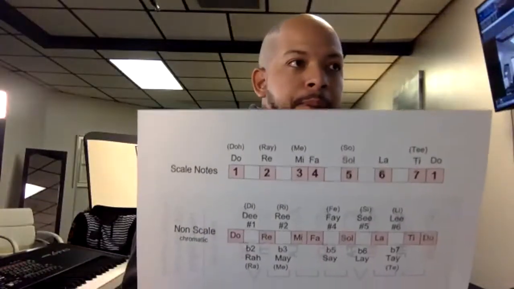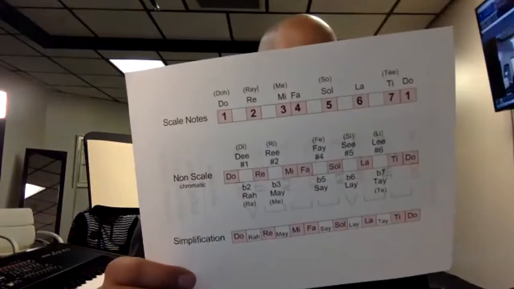Now, if you turn it over again, you'll see the scale notes, the non-scale notes, simplification, and all of that. We went through that. Y'all see that? It looks like this. Okay, you guys remember that? All right, so we went over the scale notes, the non-scale, and the simplification.